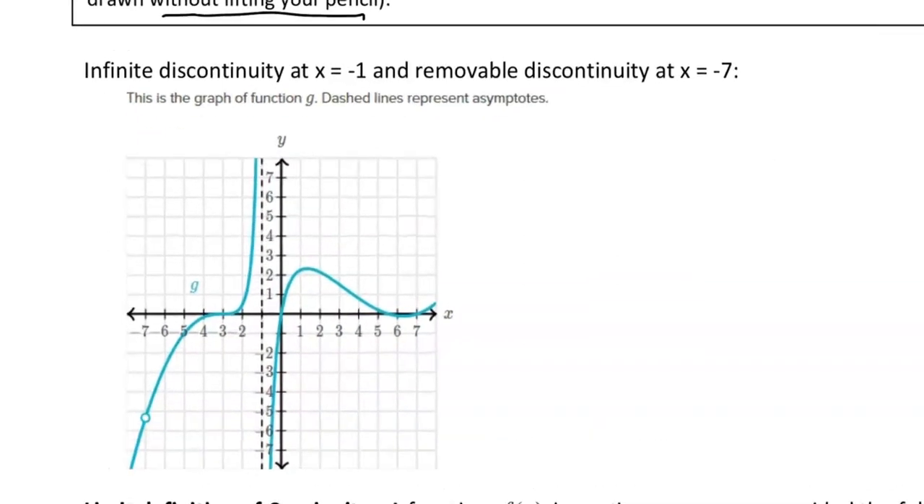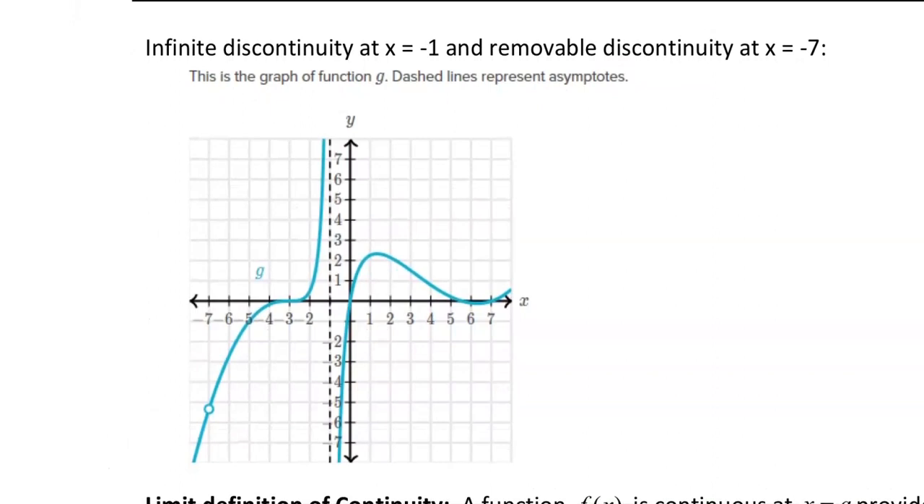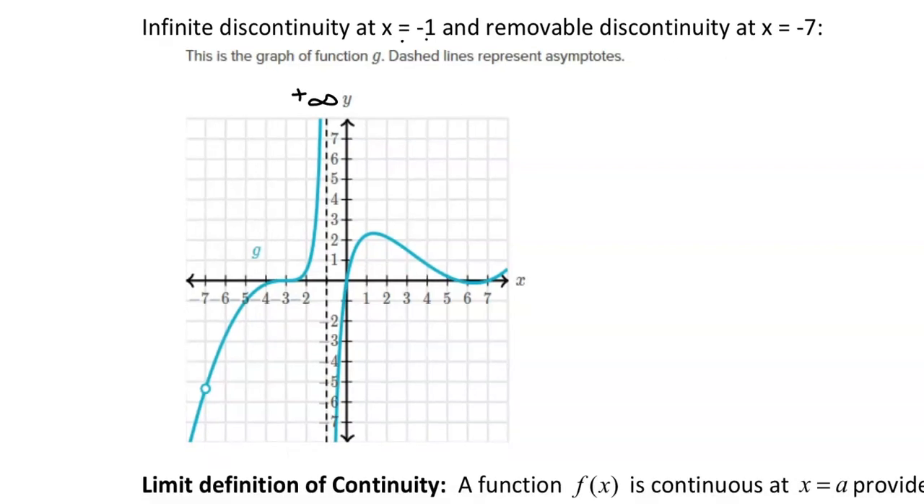Okay, so let's see what we have here. They are telling us we have an infinite discontinuity at x equals -1. So look at -1. When I approach it from the less than -1, I go to positive infinity. When I approach it from the greater than -1, I go to negative infinity. That's an infinite discontinuity at x equals -1.